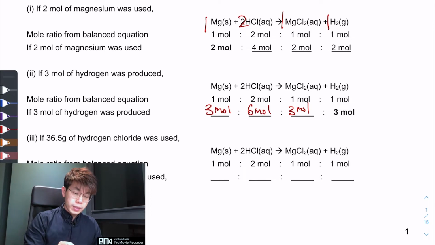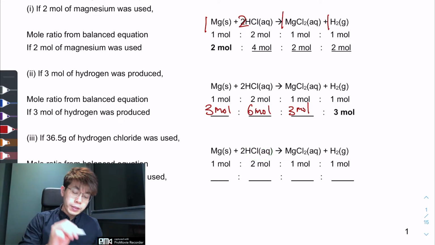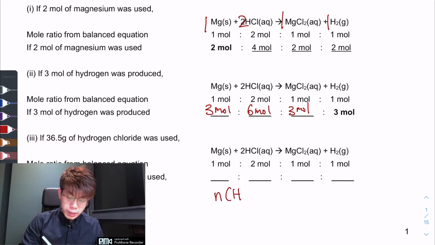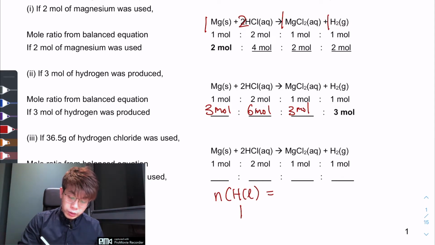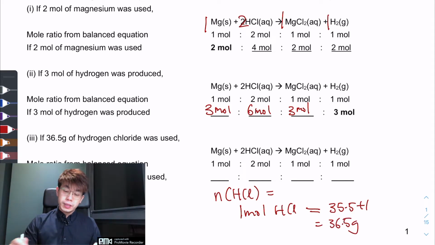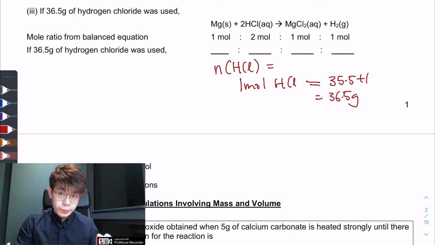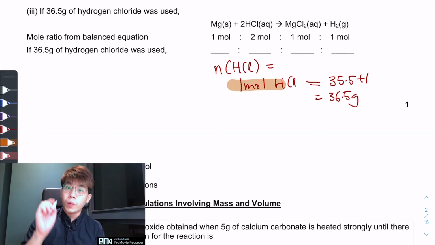If I use 36.5 grams of hydrogen chloride, that means HCl here is 36.5 grams. The first thing I need to find out is the number of moles of HCl. We should know that the number of moles of HCl can be calculated using the molar mass, because I'm given the mass 36.5. I know that 1 mole of HCl is equal to 35.5 plus 1, which is 36.5 grams. That is the molar mass of HCl. So if 1 mole of HCl is 36.5 grams, and I use 36.5 grams of hydrogen chloride, how many moles did I use? We should be able to see that I use 1 mole of HCl.